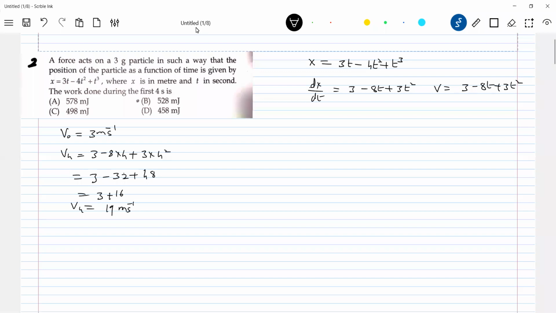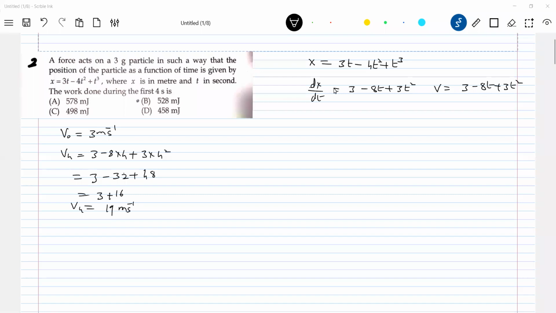I have only this much information. How to get the work done from this? According to the work-energy theorem, work done should be equal to change in kinetic energy. But what is the path of the particle? How does it actually move?